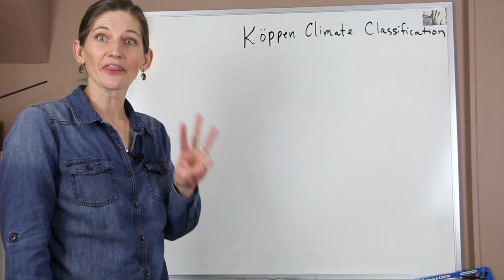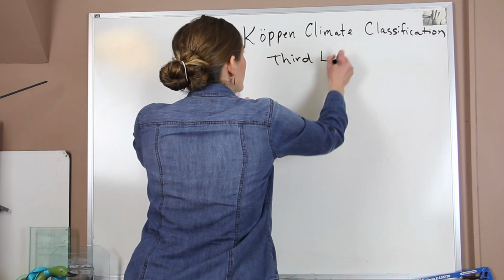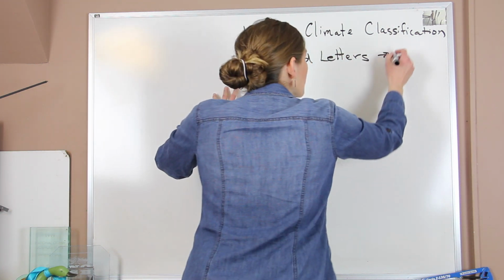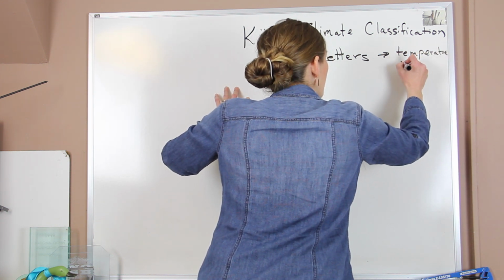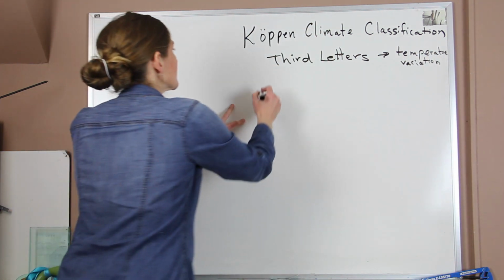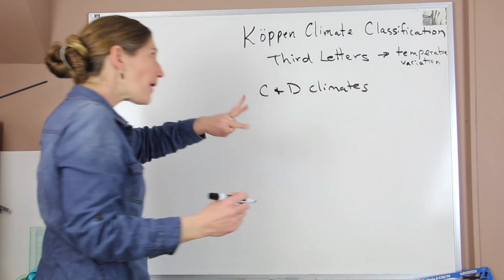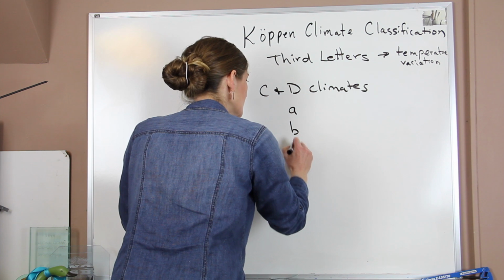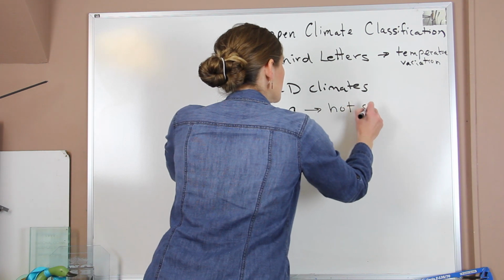All right, now we're going to take a look at the third letters in the Köppen climate classification system. Now these third letters tell us any extra information about temperature for that zone. So not every location will have a third letter, and we're really just focusing on temperatures. So in our C and D climates, there are 4 possible letters that you might see in that third category, and they are A, B, C, and D. The A will be for climates that have hot summers.